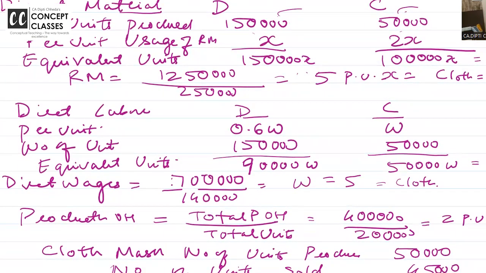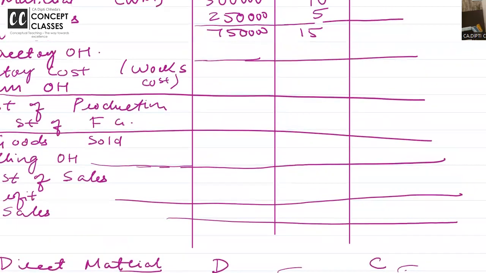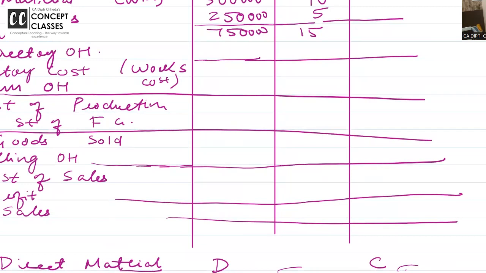Factory overhead. Put it outside. Factory overhead is 2 per unit. Kahan calculate kiya humne 2 per unit? Working note 3. 2 per unit. Okay. And 50,000 units. So factory overhead is 1 lakh. What is factory cost? 8,50,000. Is my speed fine? This is the way pen should flow in exam. Ek ke baad ek.